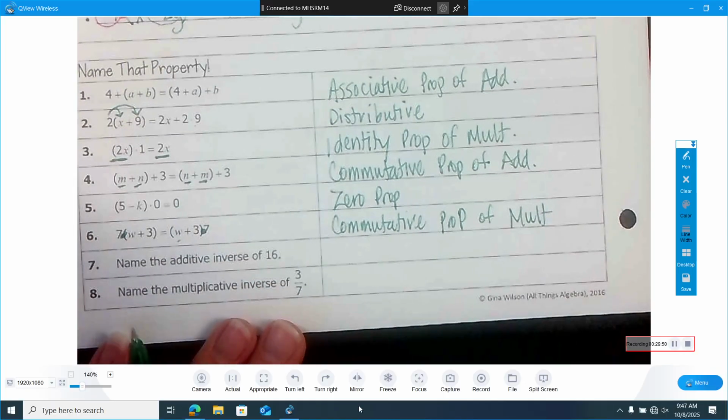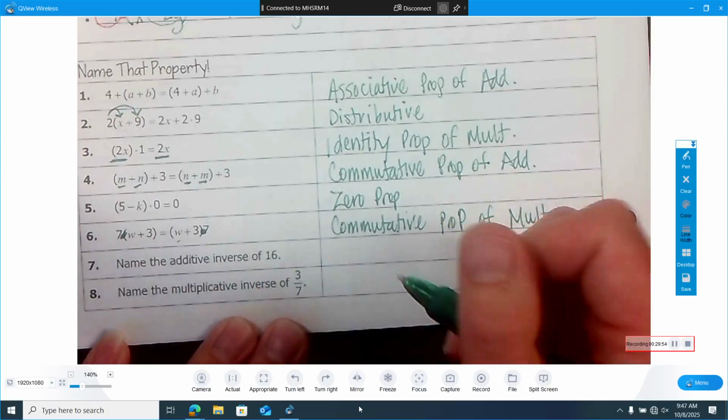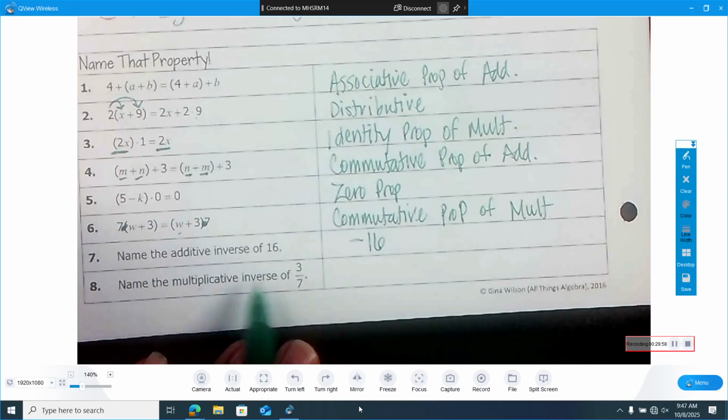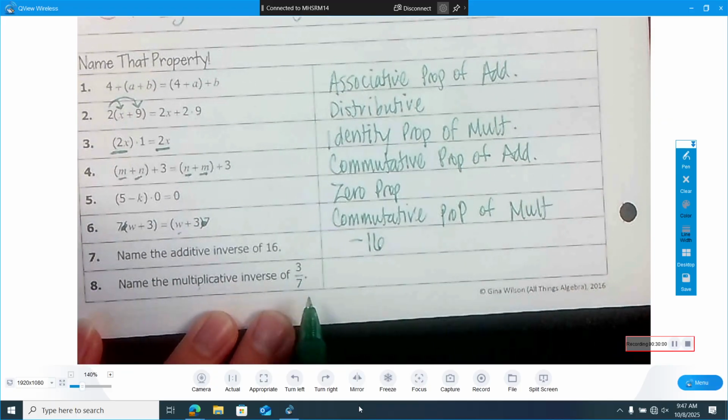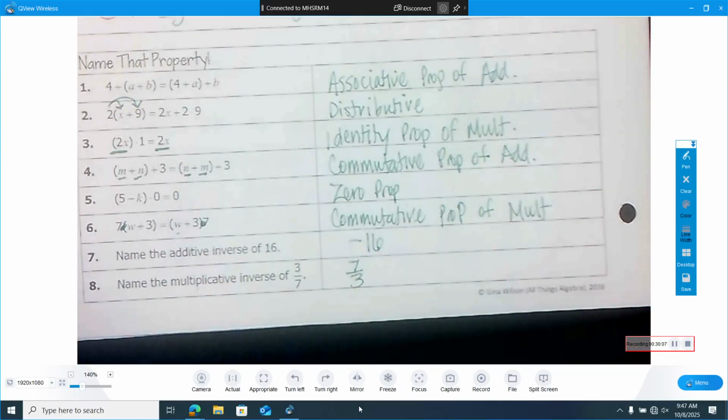All right, 7 and 8. Name the additive inverse of 16. What's the inverse of 16? Negative 16. Good. What's the multiplicative inverse of 3/7? 7/3. Very good. All right, ladies and gentlemen, that is it for me. Keep those handy as you're going through the Delta Math today.